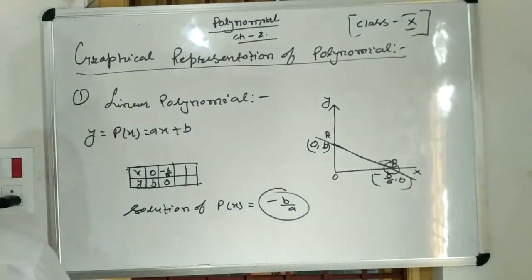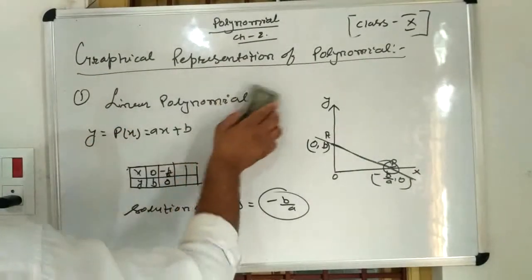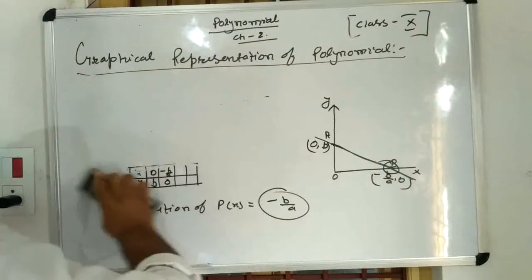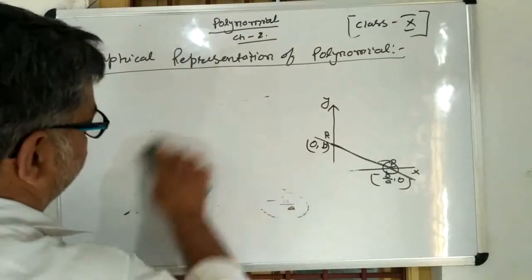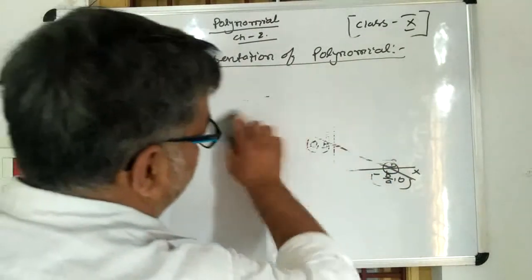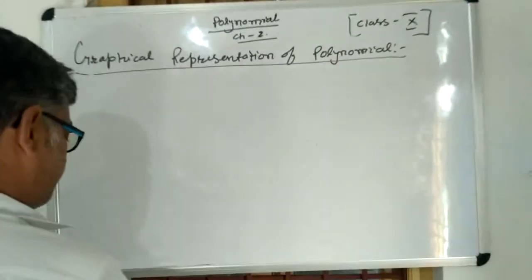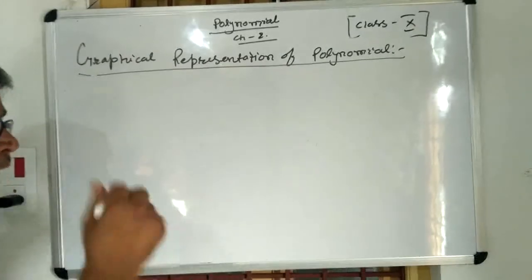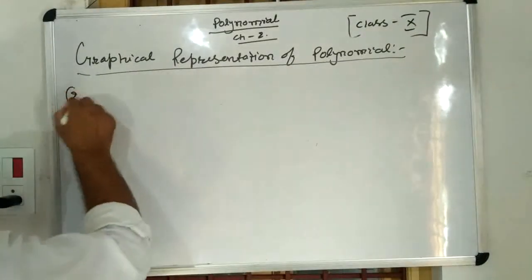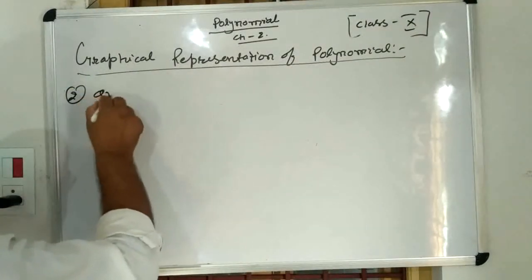Now similarly, in the case of a quadratic polynomial, when you represent the polynomial, you will get a parabolic shape. Second is the quadratic polynomial.